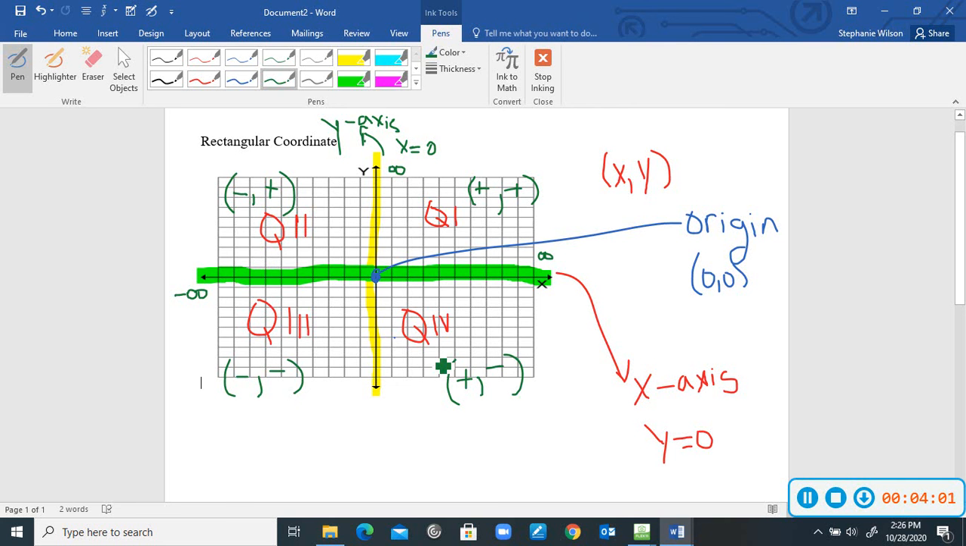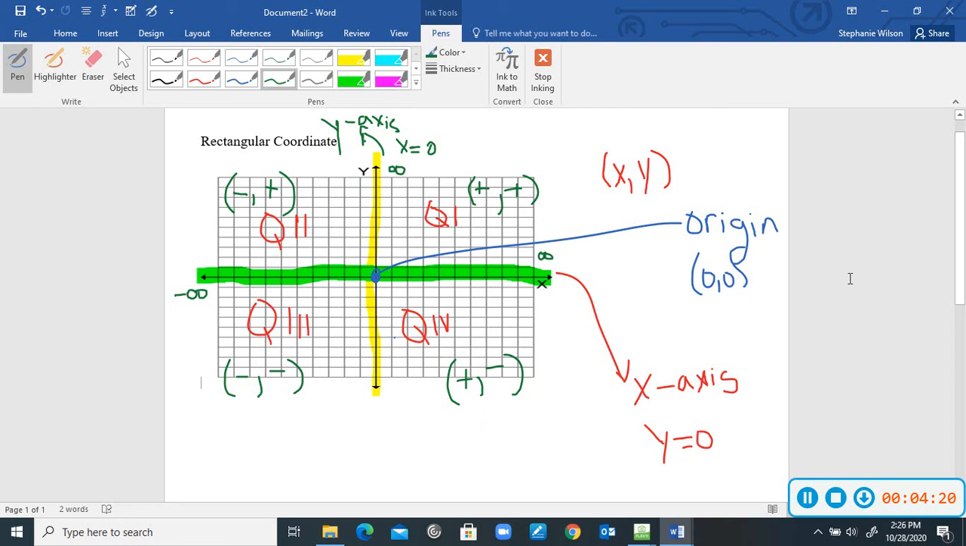Okay, so it's basically saying in quadrant 1, both x and y values are positive. In quadrant 2, my x is negative, my y is positive. In quadrant 3, my x is negative, my y is negative. In quadrant 4, my x is positive while my y is negative.